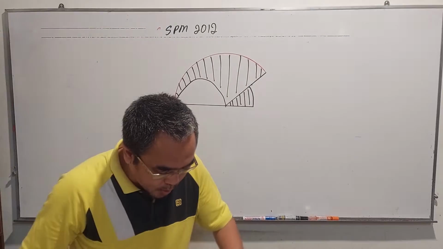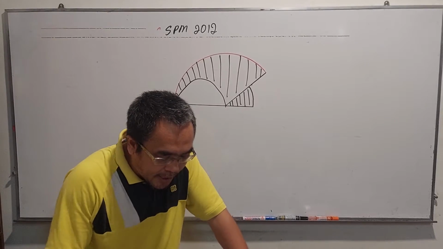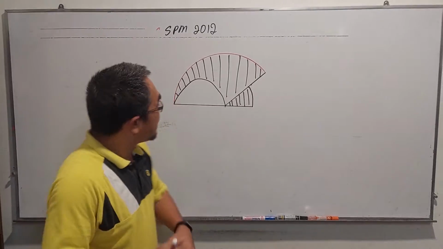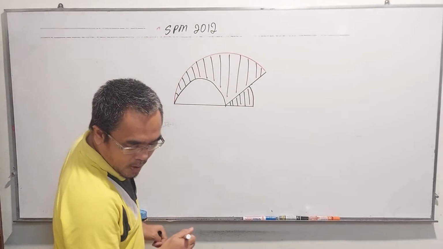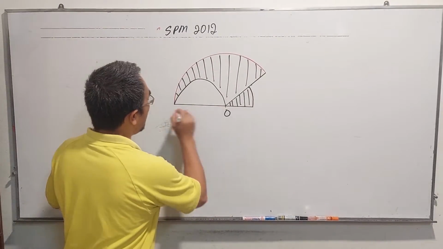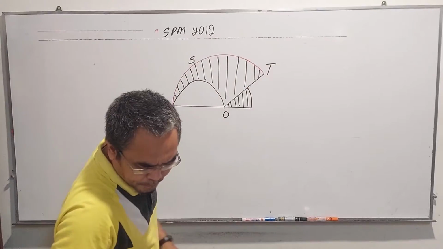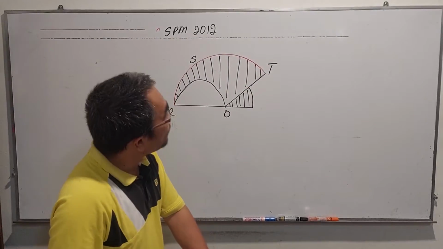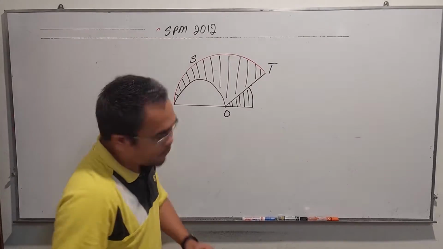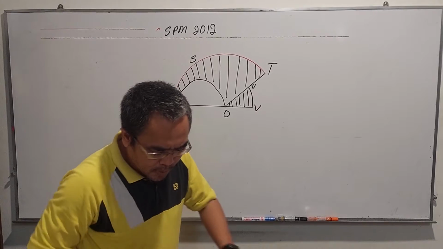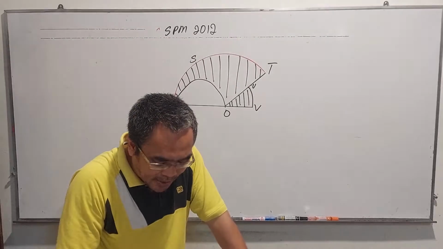Okay, let's look at the question. It says here, diagram 4 shows two sectors ORST and OUV, with the same center O.